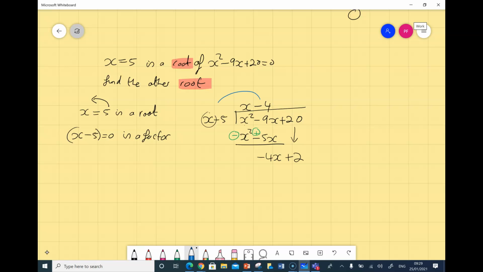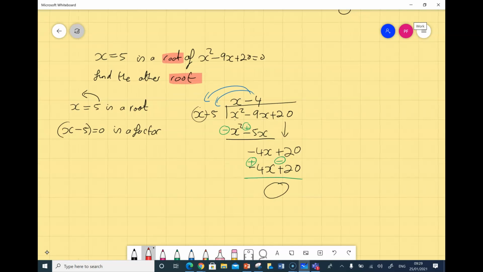So let's multiply back down. x times minus 4 is minus 4x. Those should always match, remember? And then minus 4 times minus 5 gives me a positive 20. Okay. Subtract the bottom line from the top. And remember the easy way, change the signs. Minus 4x plus 4x is 0. And 20 minus 20 is 0. So I've got nothing left at the bottom. That means I'm finished. So x minus 4 is my other factor.